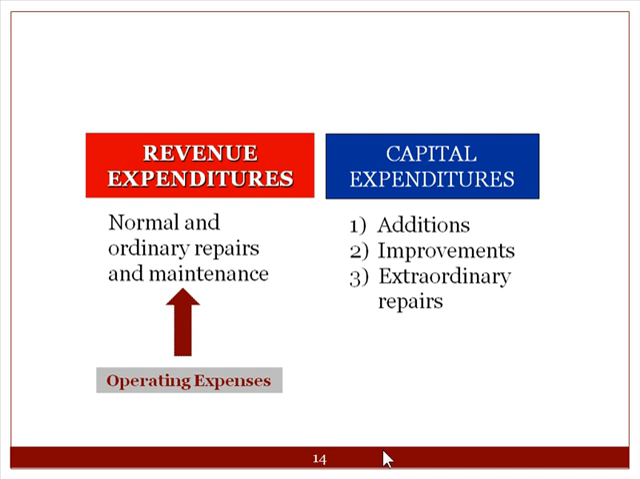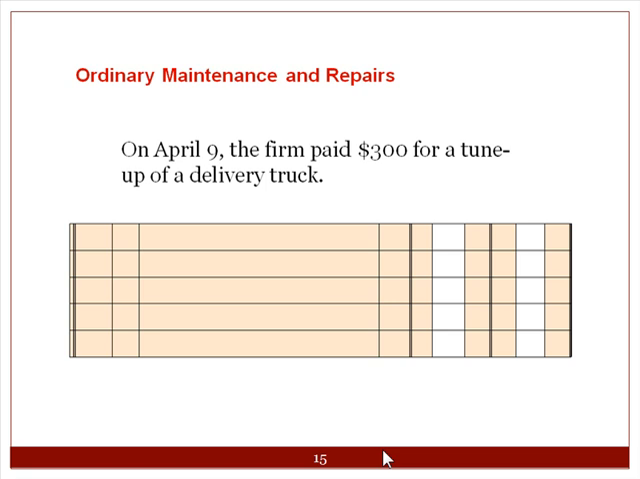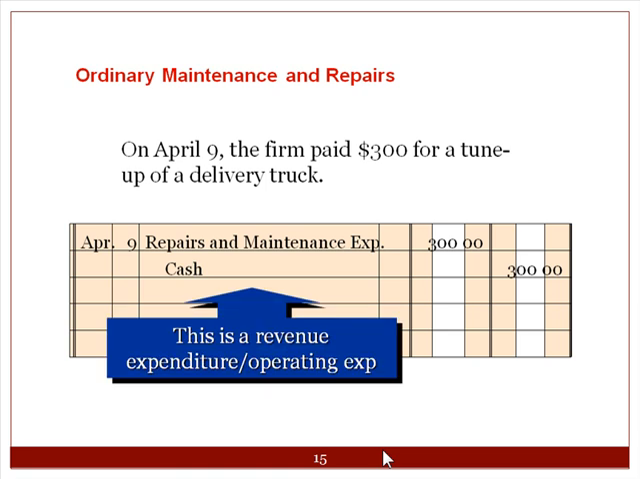The biggest way to remember the difference is, does it extend the life of the asset? If it does, it's a capital expense. If not, it's an operating expense. So ordinary repairs and maintenance are booked to repair and maintenance expense and either cash or accounts payable, depending on how you pay for it. So this is a revenue expenditure, or what I would call an operating expense.